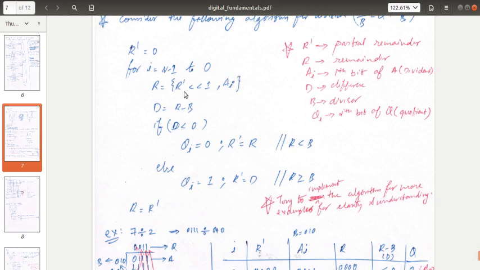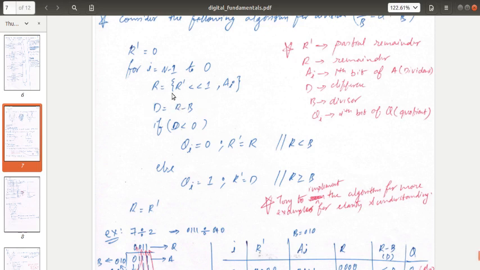Then what is happening here? R bar is shifted to left by 1, and the last place is being added with AI. This is not actually added, it is appended, right? If AI is 1, then the last bit of this R bar will become 1. You will understand it better when we look at the example.